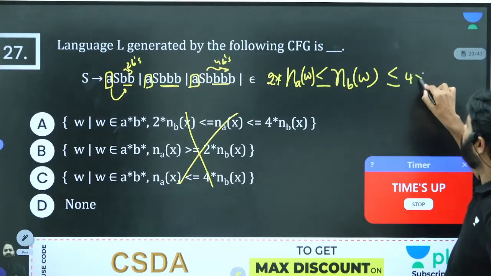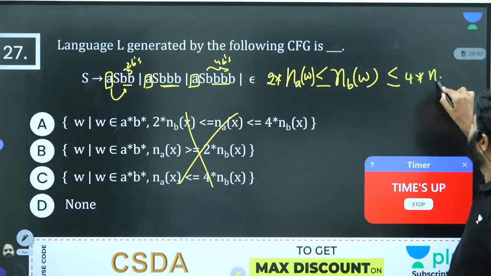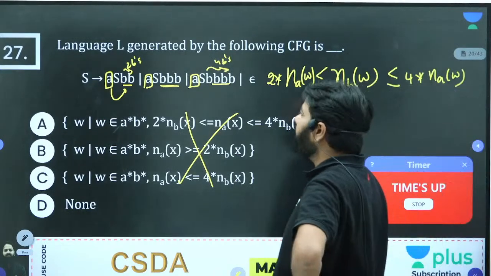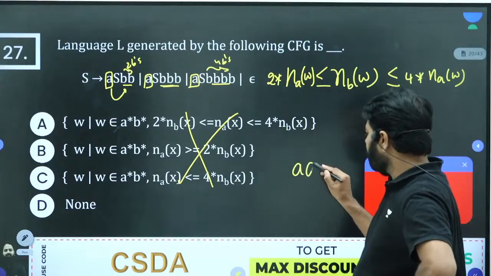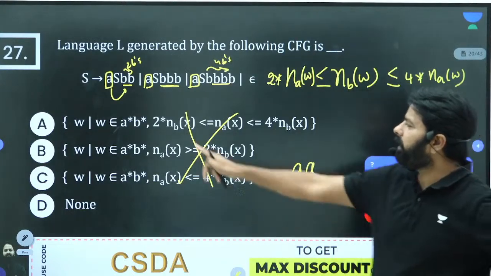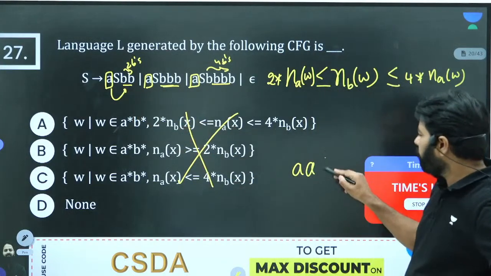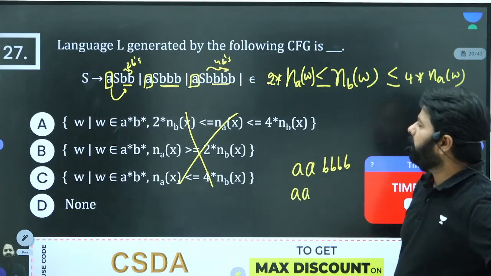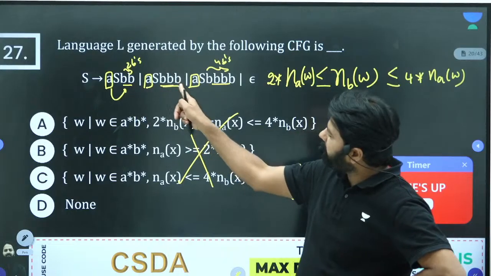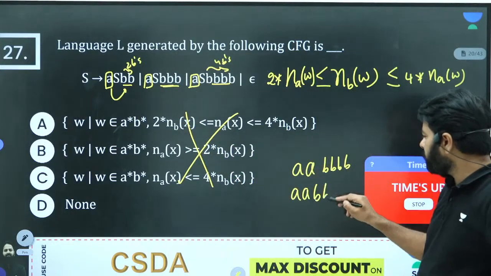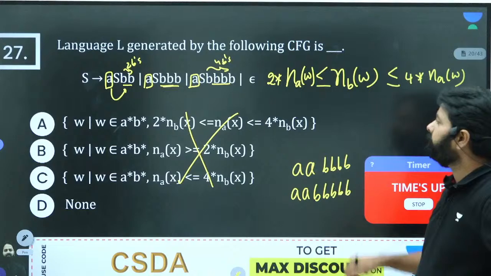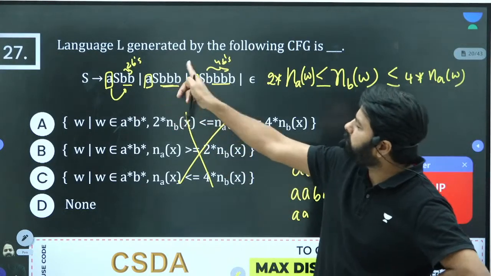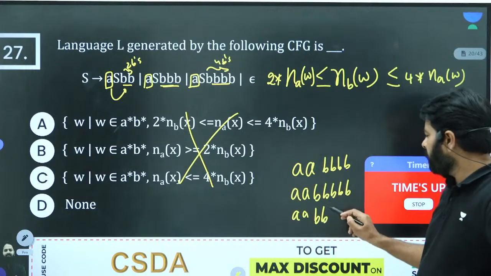4 times the number of A's. Now take any, let's say 2 A's, then how many B's can you have? If I take only this, I can have 4 B's. Once I take this and then this, I can have even 5 B's. If I want 6 B's, I'll take this 2 times, then I can have 6 B's.